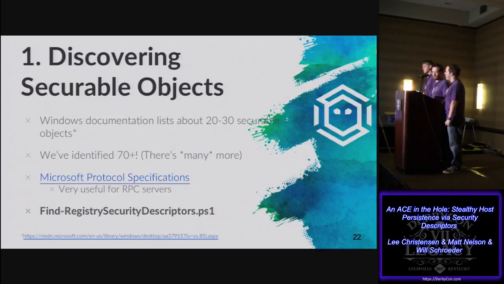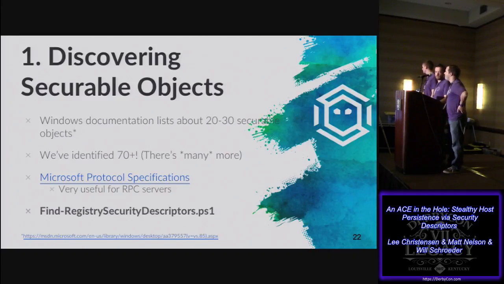Another good source that we use to identify different object types is the Microsoft protocol specifications. That defines all the different protocols Windows uses, and to secure those protocols, Windows uses security descriptors to lock down access to them. Different protocols are like the Service Control Manager and Remote Registry, and those are just a few examples.